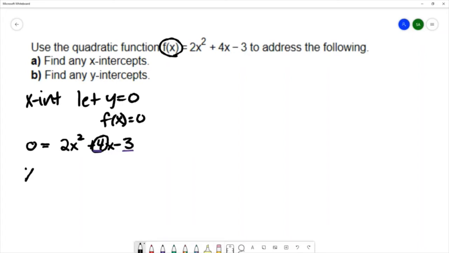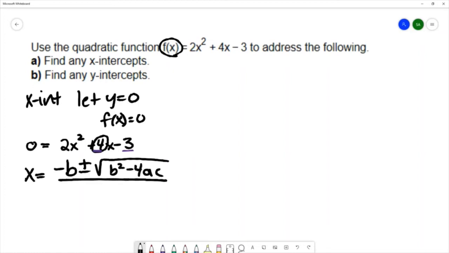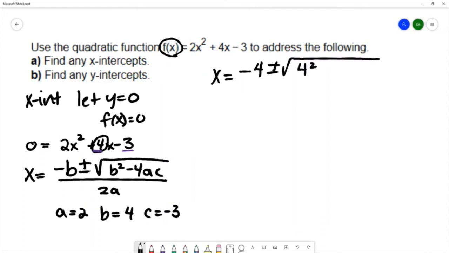The quadratic formula is x equals negative b plus or minus the square root of b squared minus 4ac, all over 2a. For this example, a is 2, the coefficient of the x squared, b is 4, and c is negative 3. x equals negative 4 plus or minus the square root of 4 squared minus 4 times 2 times negative 3, all over 2 times 2.